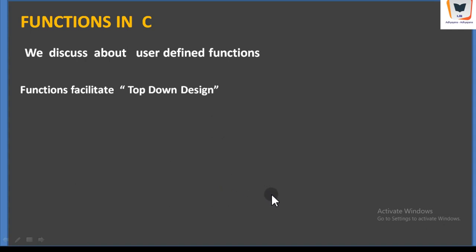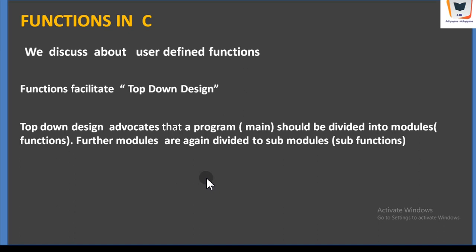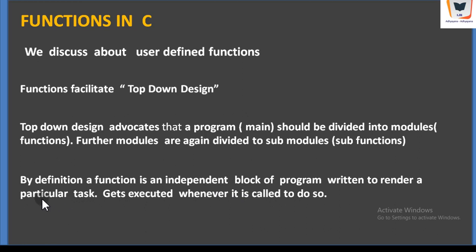In top-down design, a program is divided into a main module and its related modules. As I said earlier, each module is in turn divided into submodules until the resulting modules are intrinsic. That is, I am repeating, until they are implicitly understood without further division, or are not divisible further. In essence, top-down design advocates that a program should be divided into modules, and further modules are again divided into submodules. Simply told, it is the breaking of a complex program.